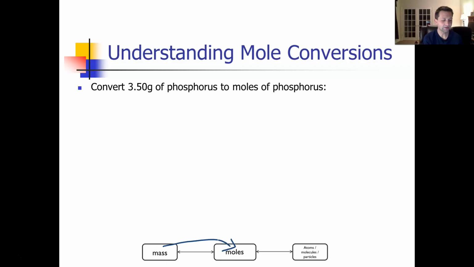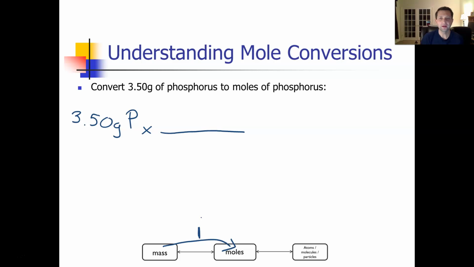You want to start with your given information. So it's 3.50 grams of phosphorus. All right, really, really important to have your unit, which is grams, and the substance, which is phosphorus. We'll eventually get to problems where we change from phosphorus into something else when we have a chemical reaction. So factor label, set it up. We know it's going to be one step, because if we're going from mass to moles here at the bottom, that's one step right here.